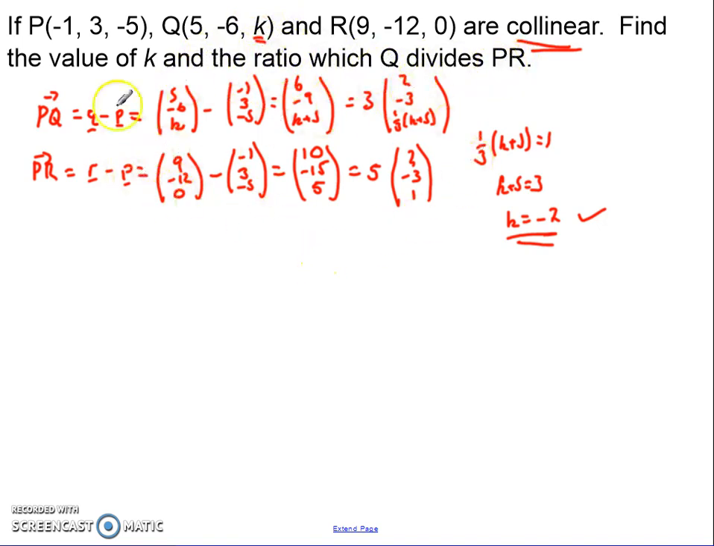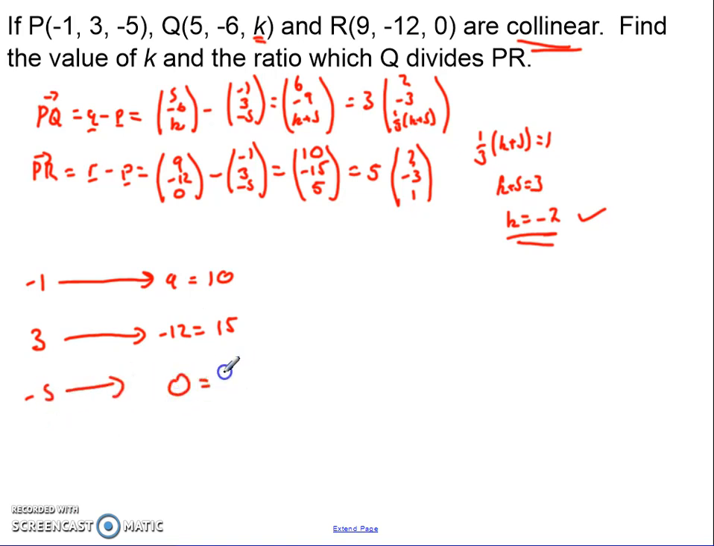What to do is look at the various bits for the X, the Y and the Z and see how they go. So for the X, it goes from -1 to 9, that's 10. So 10 numbers all the way up. If you look at y, it goes from 3 to negative 12, which is in total 15. And then if you look at z, it's negative 5 to 0, and that's 5. So that's a jump of 5.